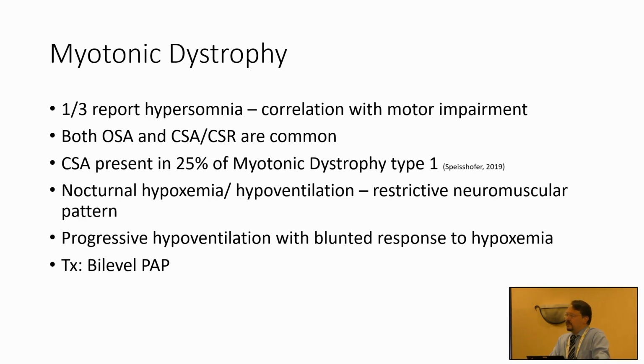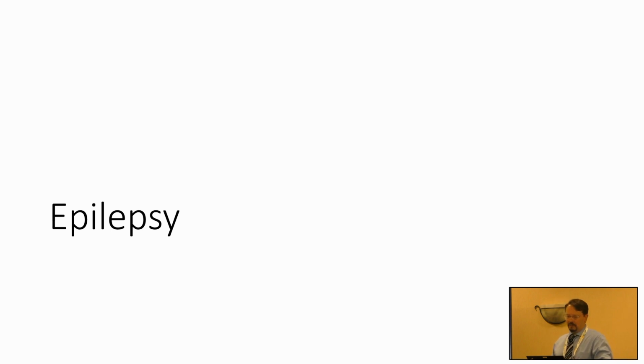Myotonic dystrophy is another neuromuscular illness, a genetic condition. Excessive daytime sleepiness is very common, and that does correlate with the degree of motor impairment that they experience. You see both OSA and CSA. In fact, CSA you see in even a quarter of all these patients with myotonic dystrophy type 1. And again, they get those same type patterns, and the treatment is BiPAP.